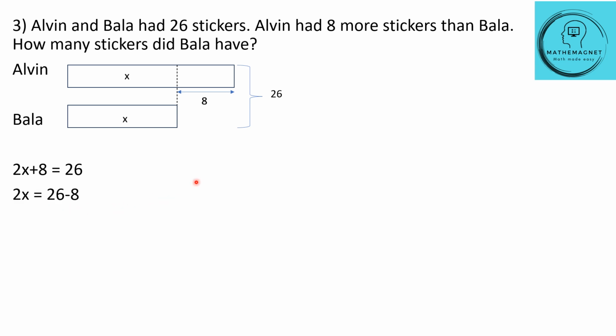2x will be 26 minus 8, so 2x is equal to 18, and x will be 18 divided by 2, which will be equal to 9. So Bala has 9 stickers.